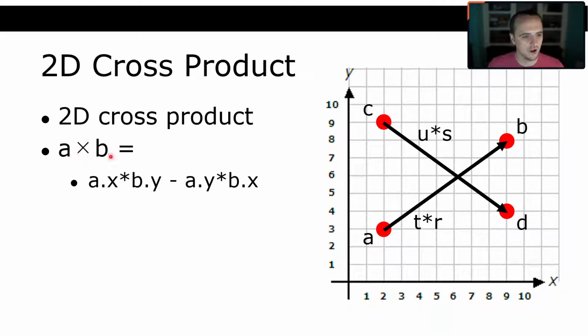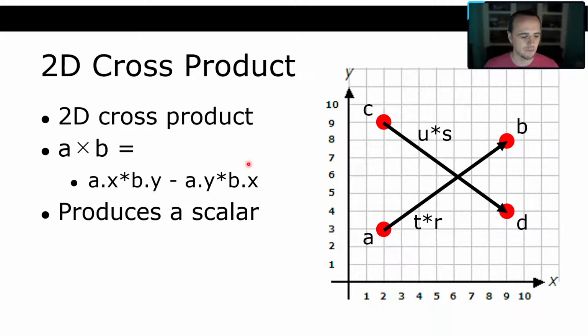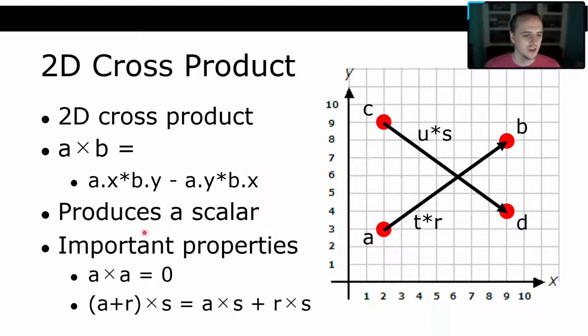So A cross B is going to be equal to the x component of A times the y component of B, right here. So we take the x component of A multiplied by the y component of B, and we subtract the y component of A times the x component of B. And that's going to give us a scalar value, okay? So scalar, again, meaning just one floating point number, one real number. That produces a scalar.